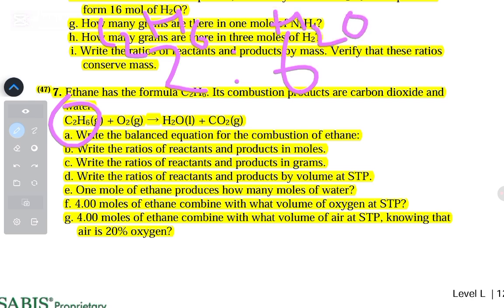Okay, 1 mole of ethane. 1 mole produces how much? Just cross multiply. You get X is equal to 3. It's not that hard.